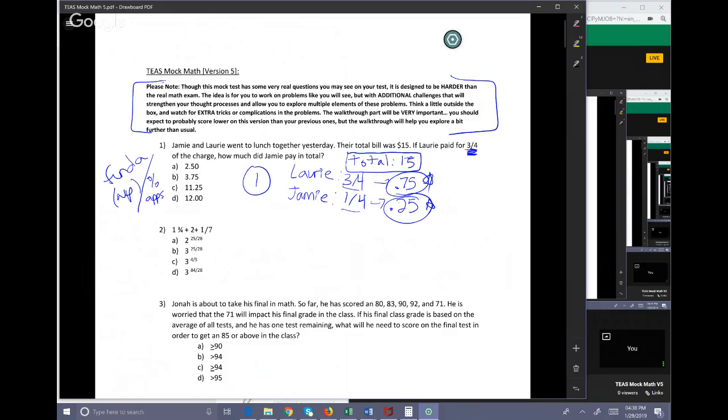What we're being asked about is, if Lori paid 3/4, then what did Jamie pay? So we don't really need to know what Lori paid. We really only need to know that the total was 15, and we need to know what the person who paid 0.25 or 1/4 paid. And that's the only thing that we really need. And you should find that that is $3.75.